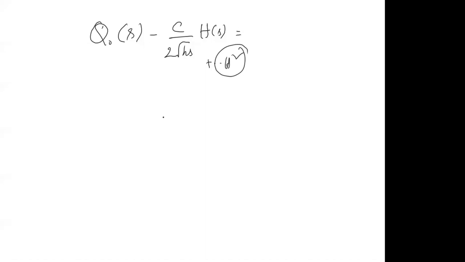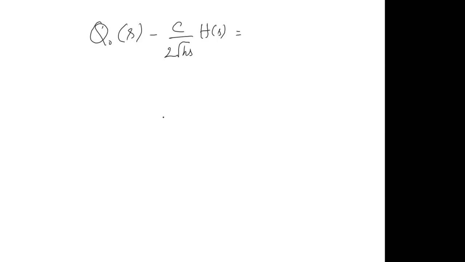So what do you get? Q naught of s minus c by 2 root hs into h of s. Because if I write h square, then what happens? You will get h square here, plus something something h square. If I have h square, then how do you write the transfer function? Transfer function should be a linear term, no? Then only you can write the transfer function.